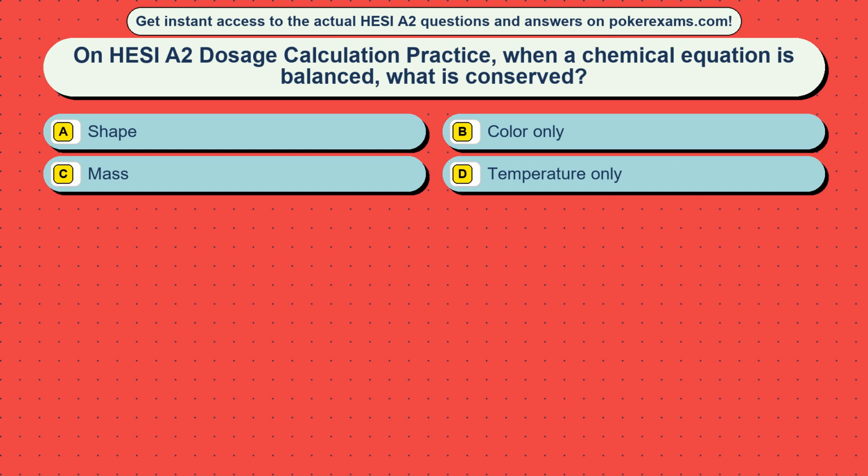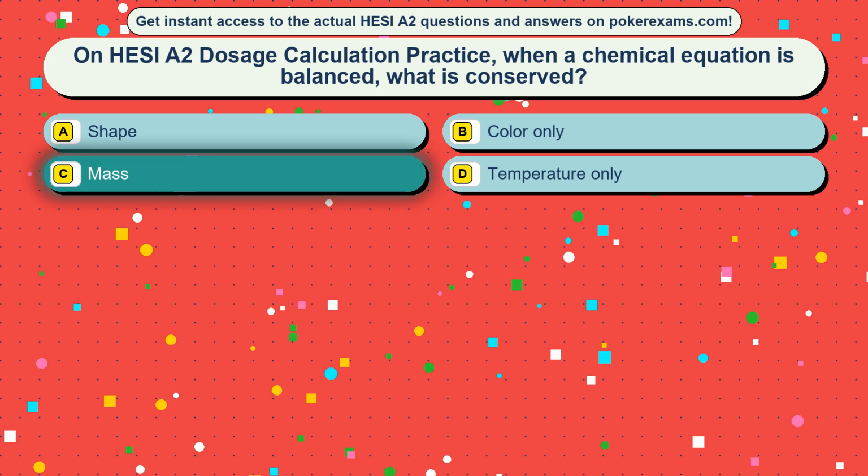Question 4. On HESI A2 dosage calculation practice, when a chemical equation is balanced, what is conserved? Option A, shape. Option B, color only. Option C, mass. Option D, temperature only. The correct answer is option C, mass.